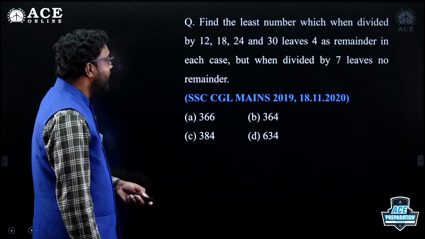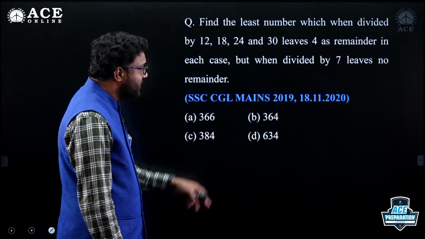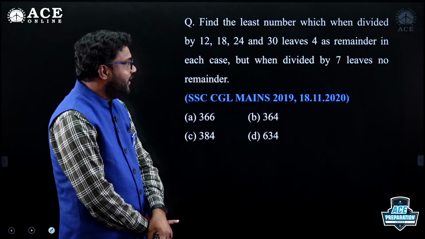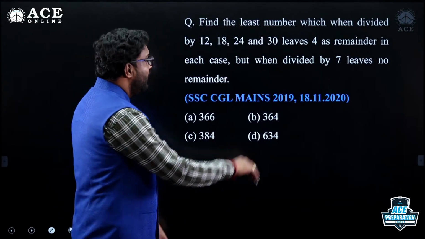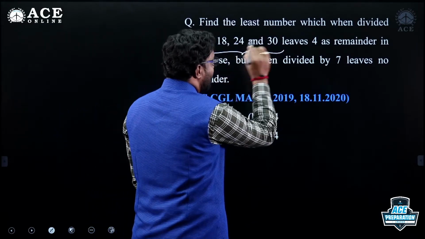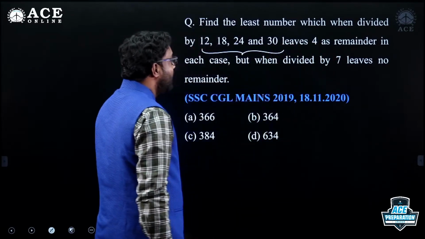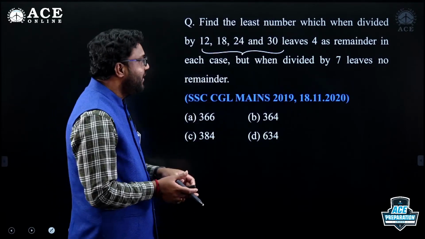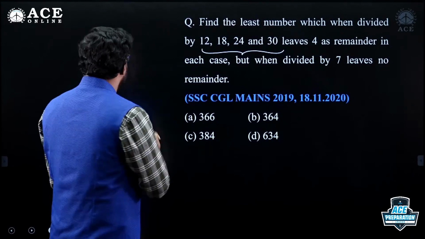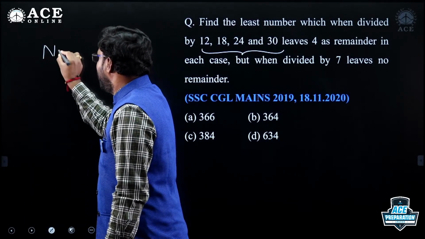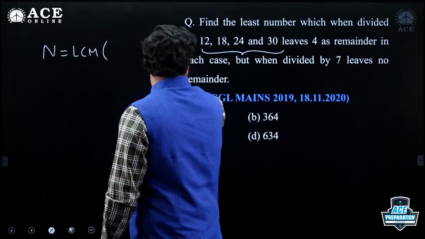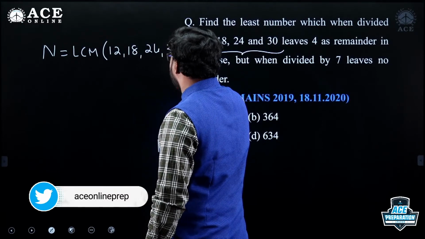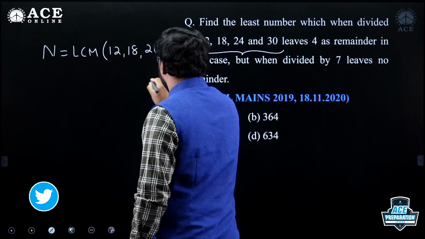See the next question. Hope you are clear with this. This is a previous question from SSC CGL. Find the least number when divided by 12, 18, 24 and 30 leaves remainder 4 in each case. Divided by a group and giving remainder 4 means first you should find the LCM of 12, 18, 24 and 30, my dear friends, and leaves remainder 4 in each case.